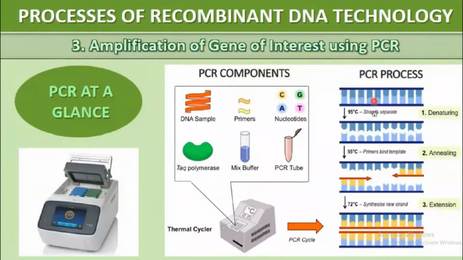So this is the PCR process. And PCR components we can see here. These are the nucleotides. This is the primer. This is DNA sample, Taq polymerase enzyme, PCR tube.